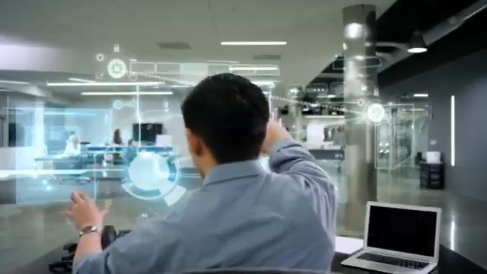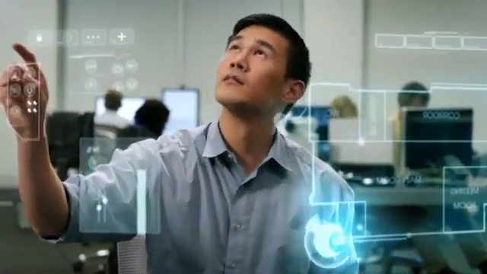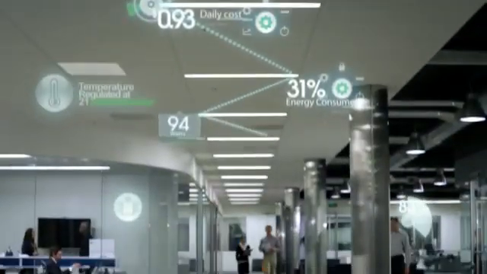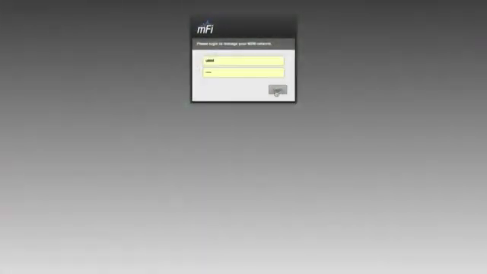Hi, I'm Rudy Frei, architect of the mFi platform. We're at the Ubiquiti headquarters to take a look at a real-world mFi deployment. Ubiquiti mFi is a machine-to-machine platform that can be used for monitoring, control, and automation.